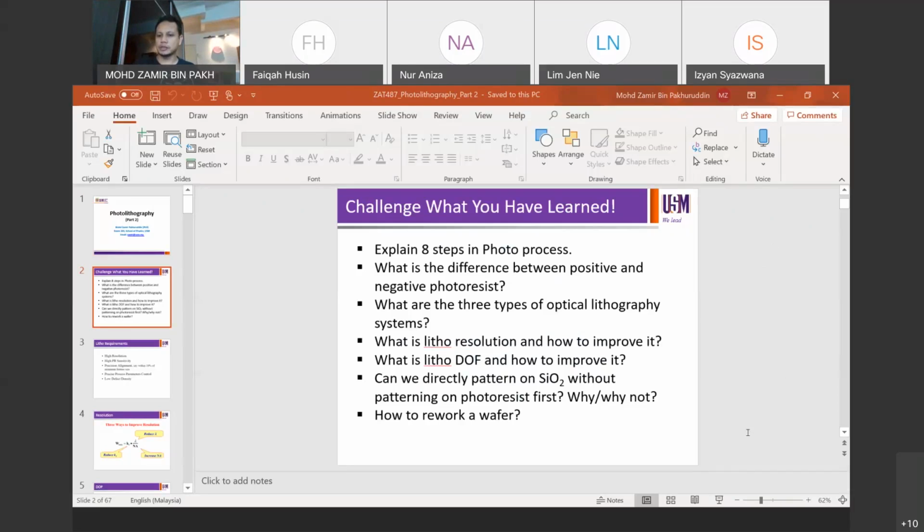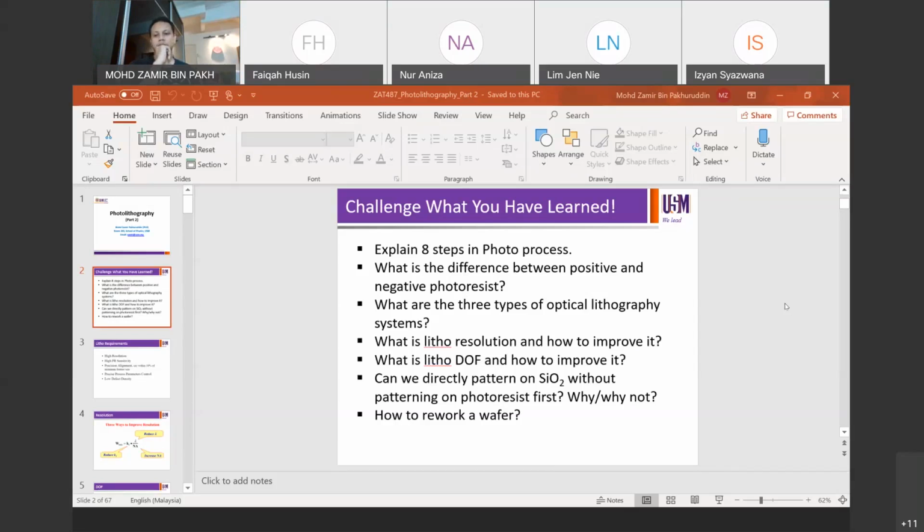How would you start to answer that question? What is the first step in the process in the 8 steps? Anyone? Priming, okay, you prime. After we prime, then what do we do? We prime to deposit the ADH layer, and then we spin coat the photoresist. Next, we bake, right? We do the soft bake.